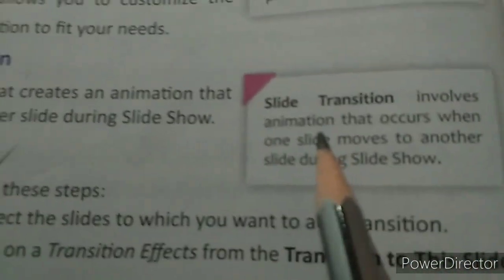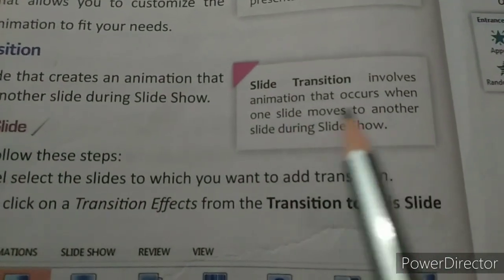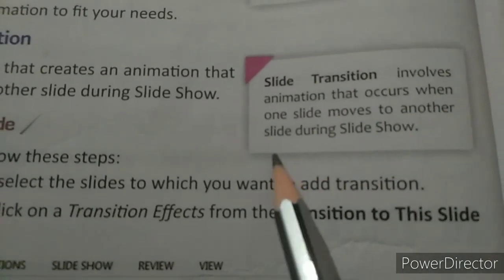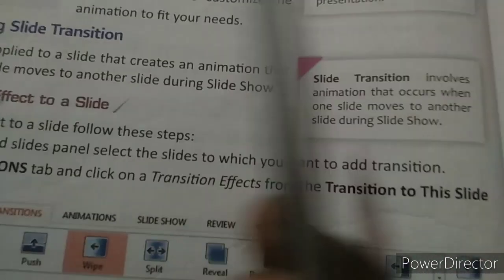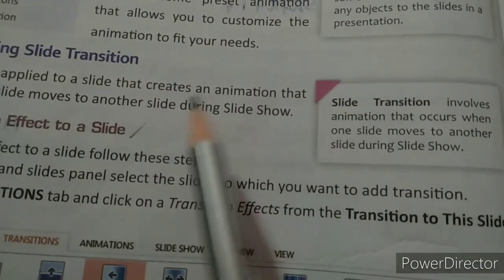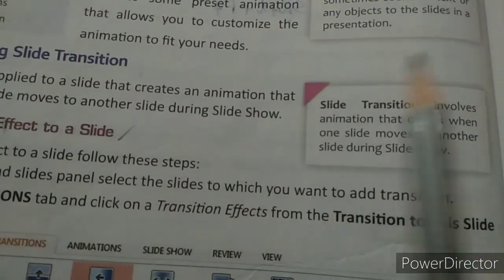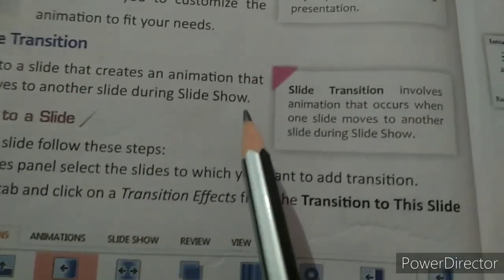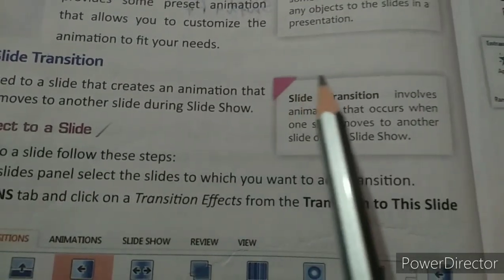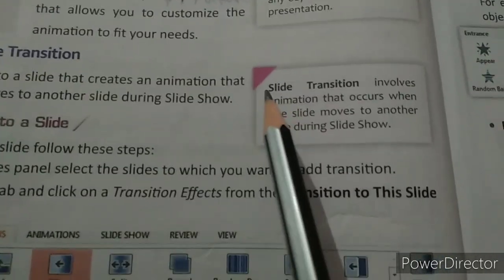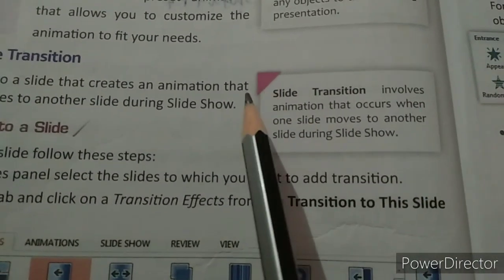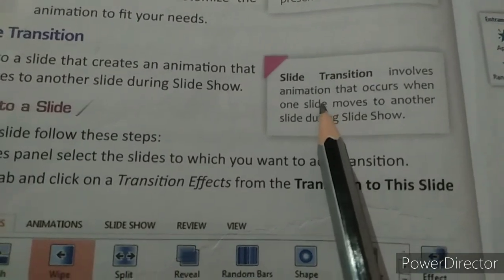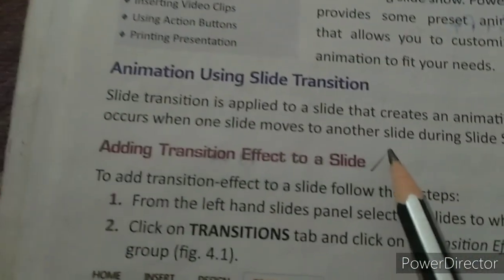Let us see what has been written here. Slide transition involves animation that occurs when one slide moves to another slide during the slideshow, right? It means our presentation is made up of many slides, and one by one each slide comes to the main screen, and when this is run automatically, this is known as slideshow. And when the effects which are shown when the slides move one by one, then this is known as slide transition, right?